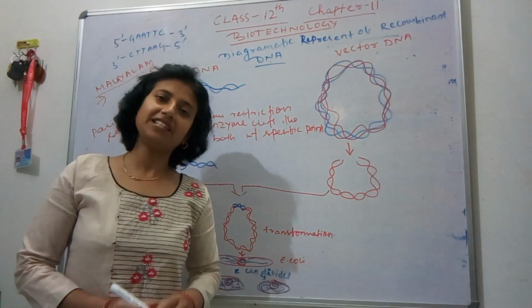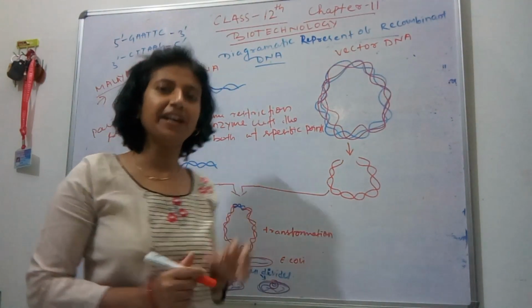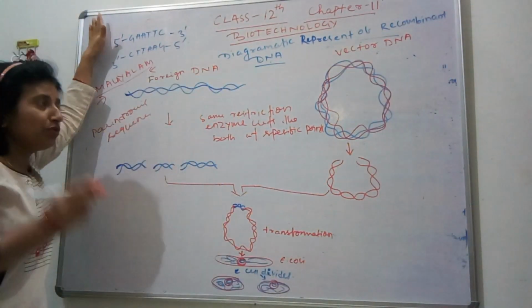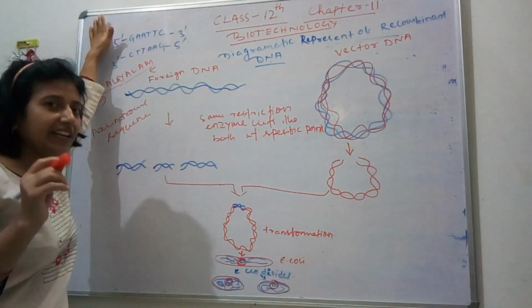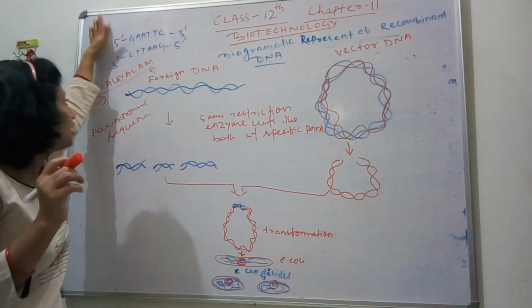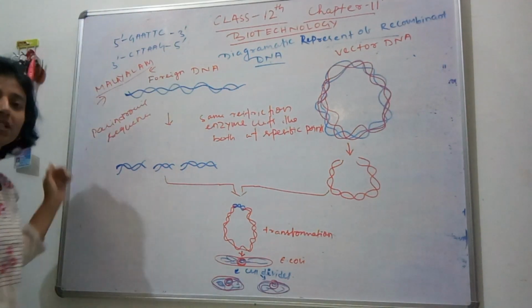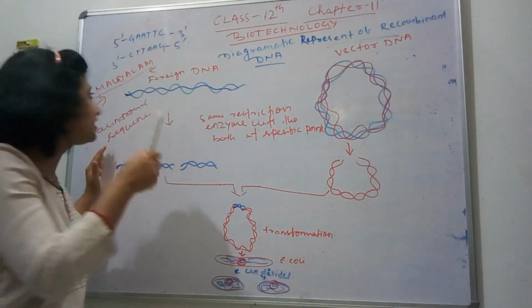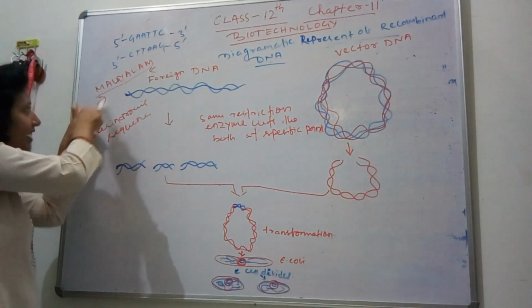Hello students, let's continue our topic recombinant DNA. How is recombinant DNA made? During formation of a recombinant DNA we have to notice some points. One is the palindromic sequence. Palindromic sequence means it reads the same when read from both ends, from start and from end.